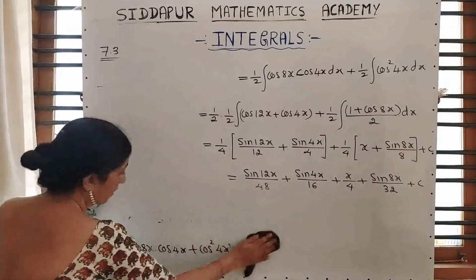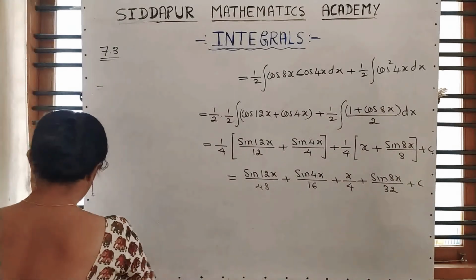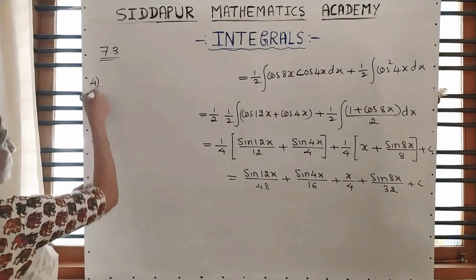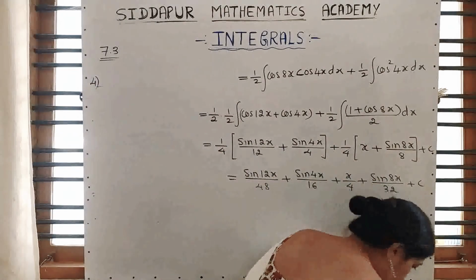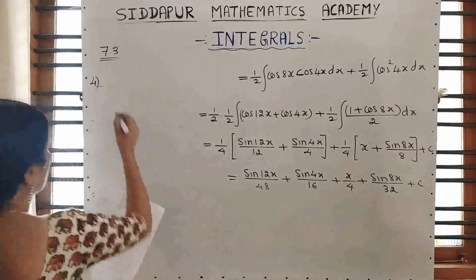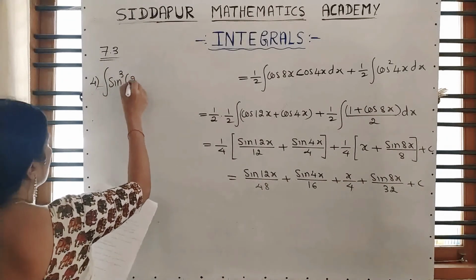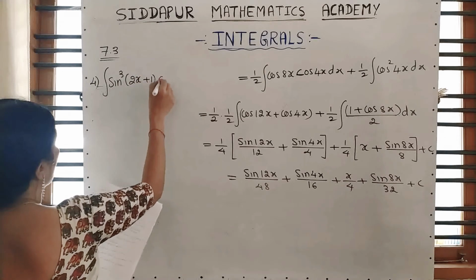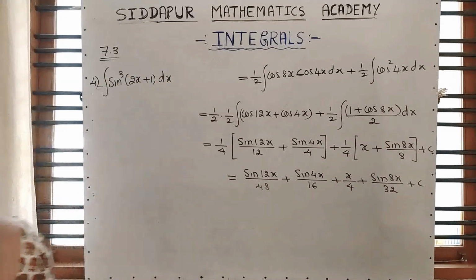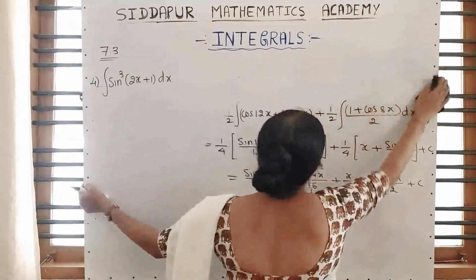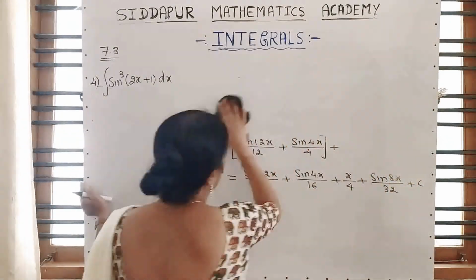Moving to the next example. That is question number 4. Integration of sin cube 2x plus 1 into dx. First I will convert it into the simplest form. Instead of 2x plus 1, I will make it simple.